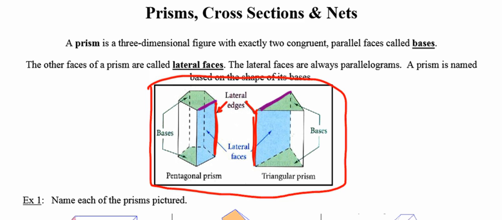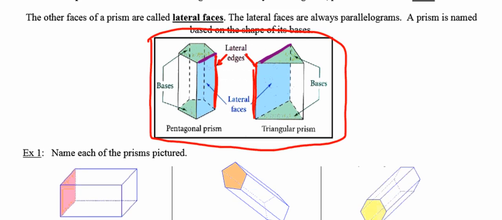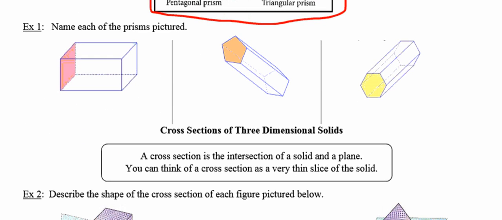All right, in example 1, they're asking us to name each of the prisms pictured. They've also shaded in the bases in each of these pictures. So if I look at this base here, this base is comprised of either a square or a rectangle. I'm going to call this guy a rectangular prism. And by calling him rectangular, I also include the square because all squares are rectangles.